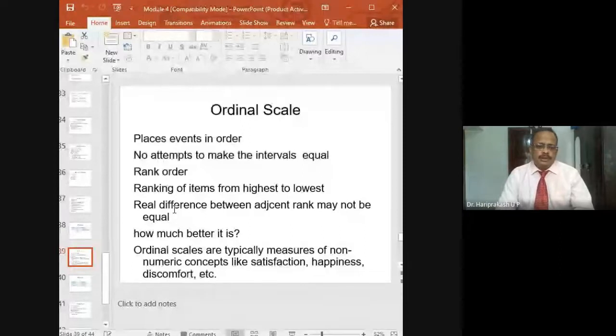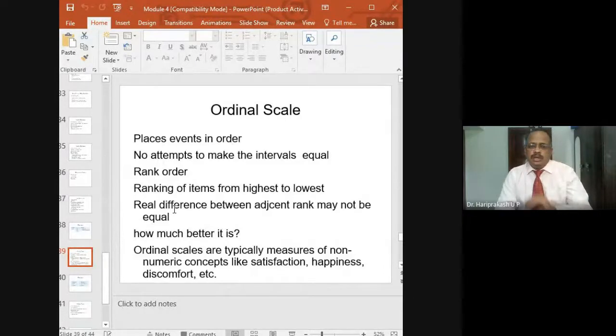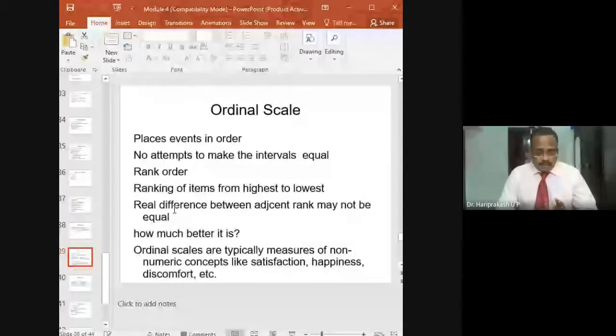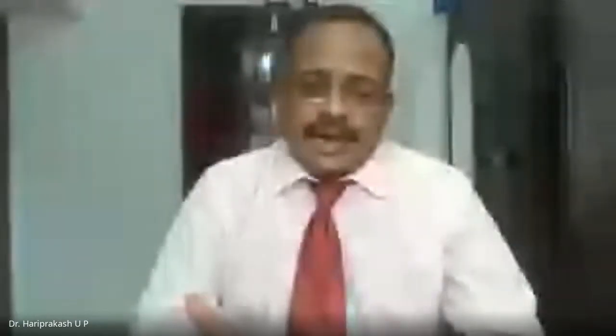It's rank order. The real difference between adjacent ranks, between the first rank and second, or third and fourth rank, may not be the same. How much better the first ranked person is than the second ranked person, you will not know that. You don't know the interval.